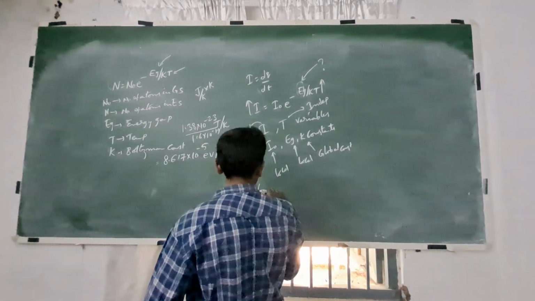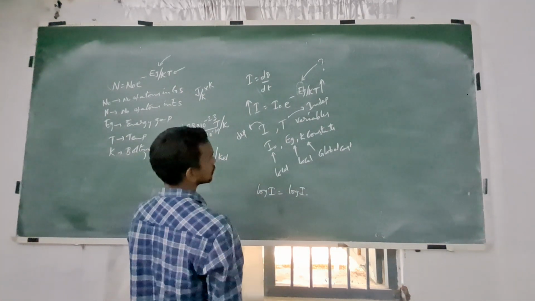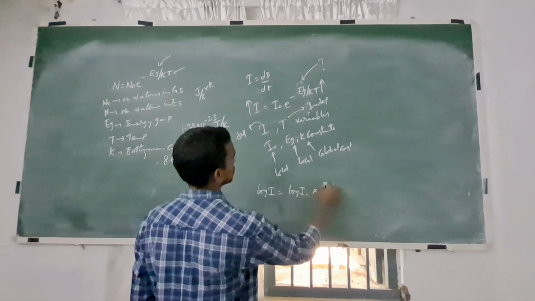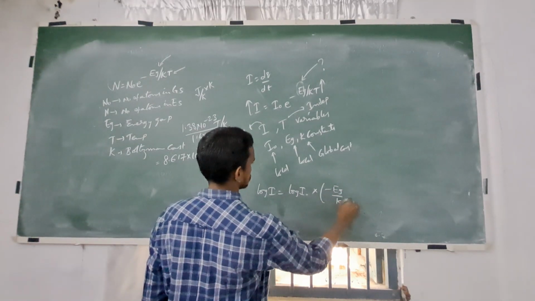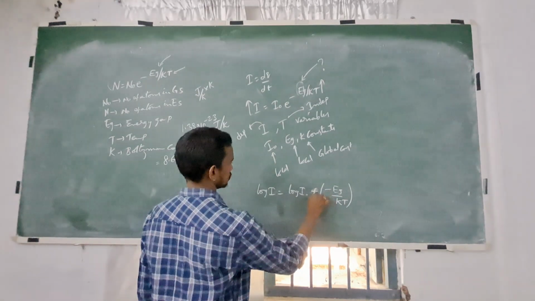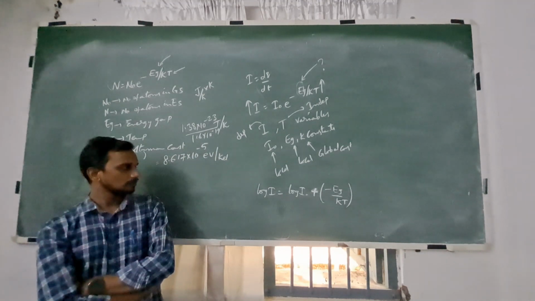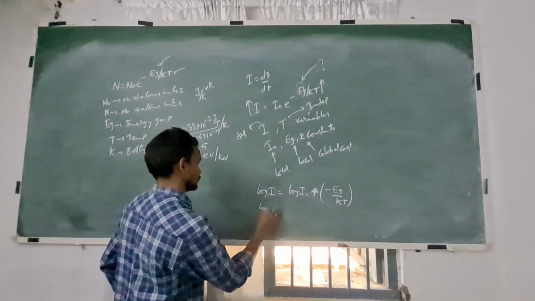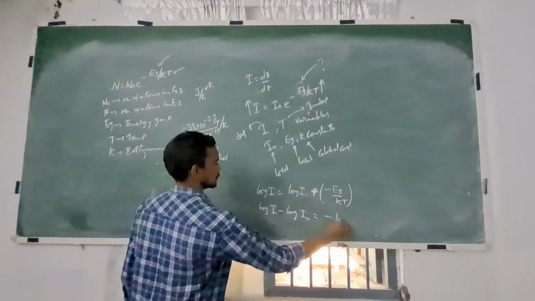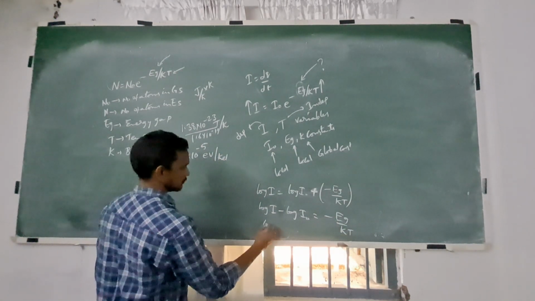So what does log I become? Log I is equal to log I naught, plus, minus Eg by K, multiplied by 1 by T. So log I equals log I naught minus Eg by KT.